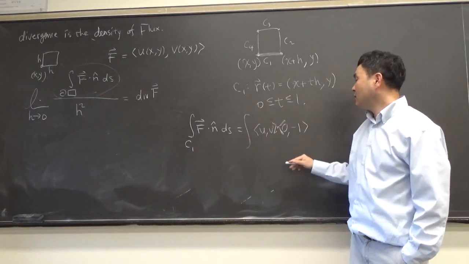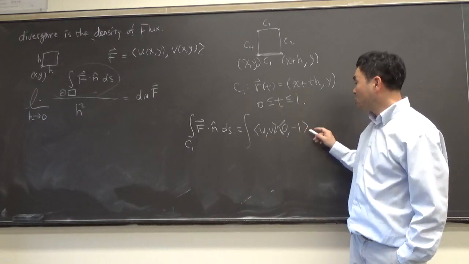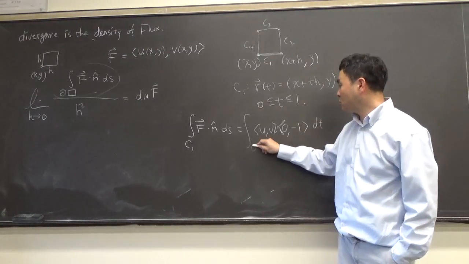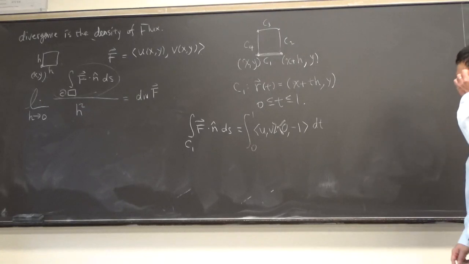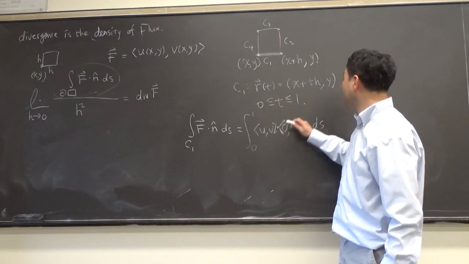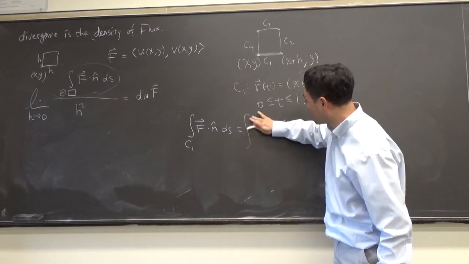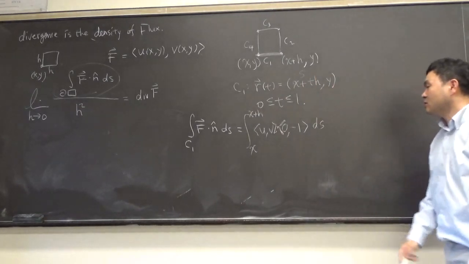And then, now t goes from 0 to 1, so we can replace ds by dt. And t goes from 0 to 1. No, let's just leave it as ds, and then s goes from x to x plus h. I think that's easier. x to x plus h. Okay.